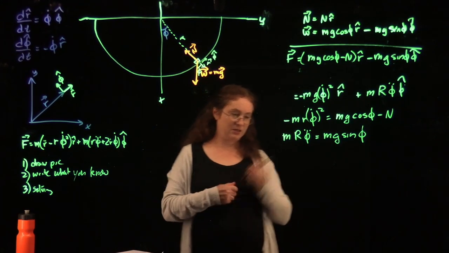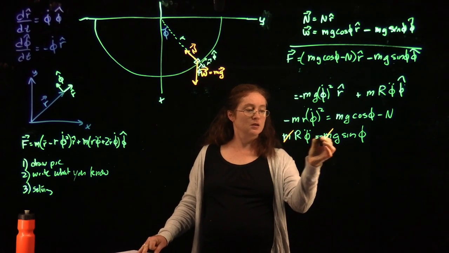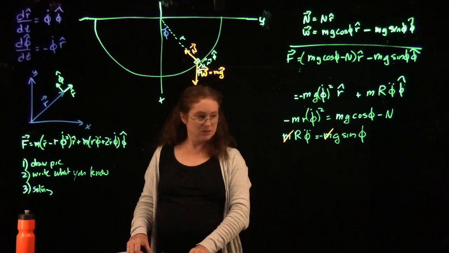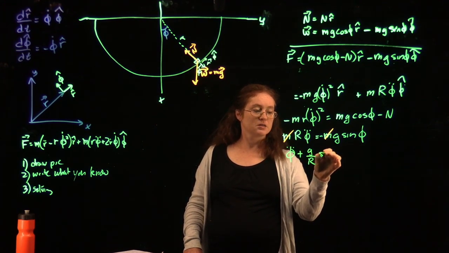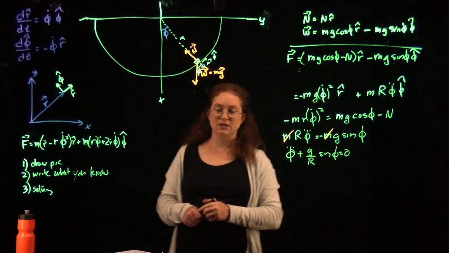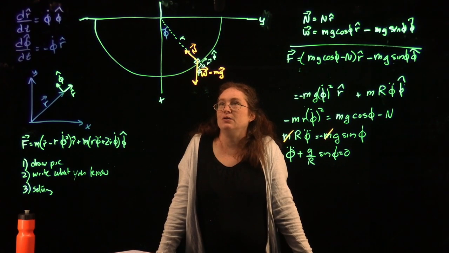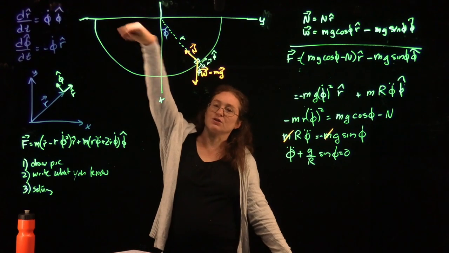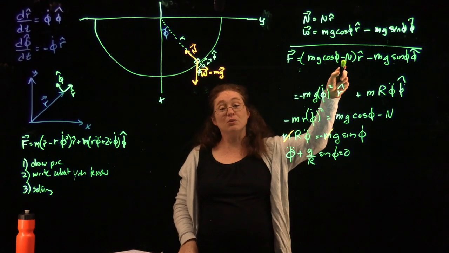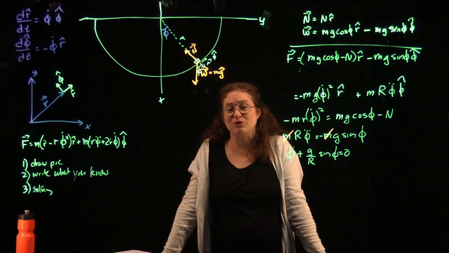And here I can make some cancellations. That m cancels out. I dropped my negative sign when I copied that. And I get that phi double dot plus g over r sine phi equals zero. You'll find that this actually looks very familiar. If you remember the problem of a simple pendulum, it has a very similar description. The motion is constrained to have the same length. So instead of having a normal force here, you would have a tension, but you can just replace N by T and you would have this exact same free body diagram.